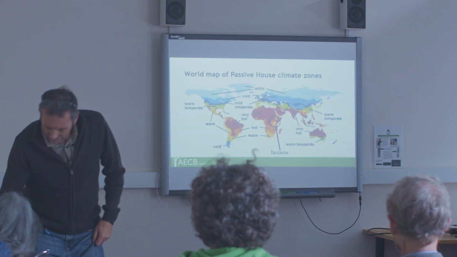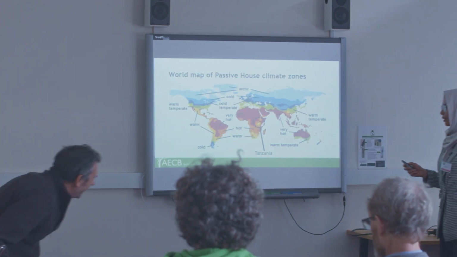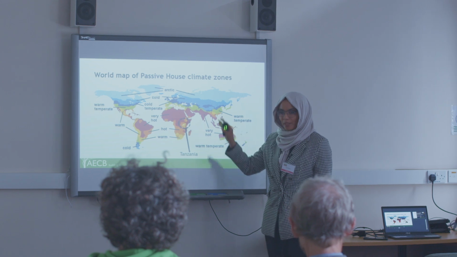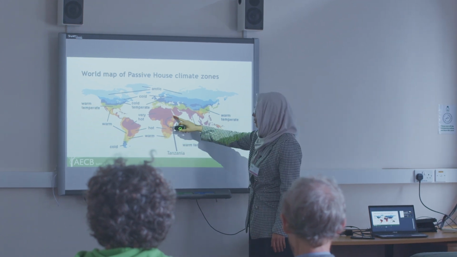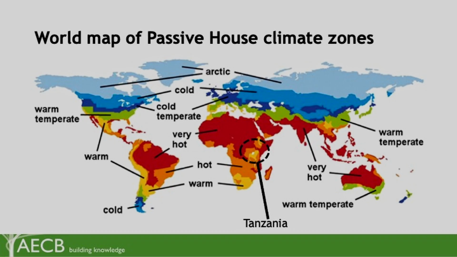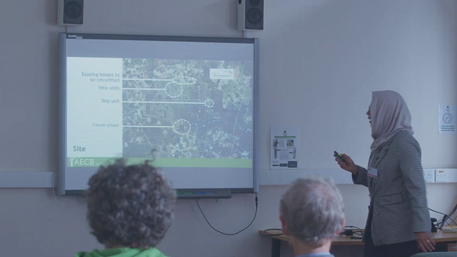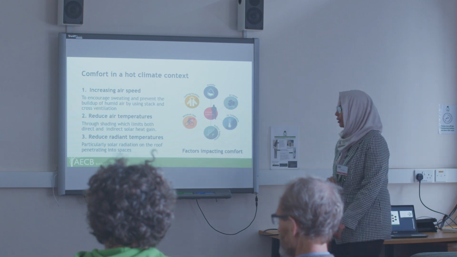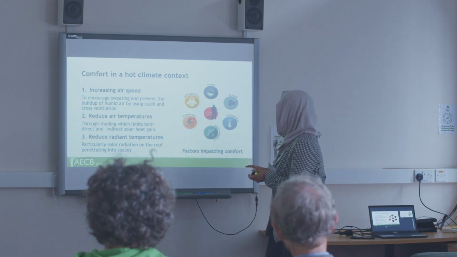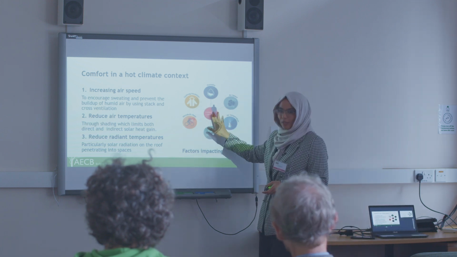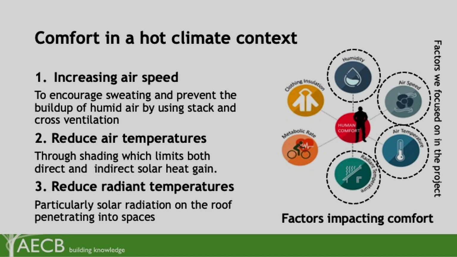Okay, so Tanzania, from the Passivhaus classification, it's around this area, and you can see there's a lot of different colors. There's hot, there's warm, there's very hot, but once you enter it into PHPP, it's very hot. So in a hot climate context, these are the parameters from the PMV, the parameters that define comfort.